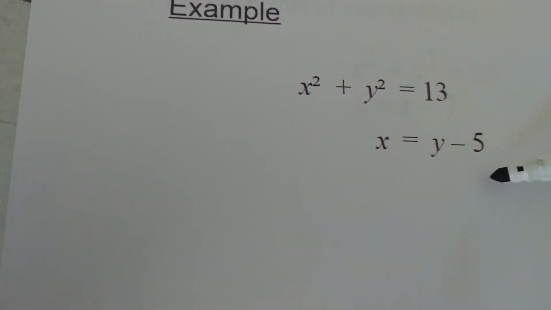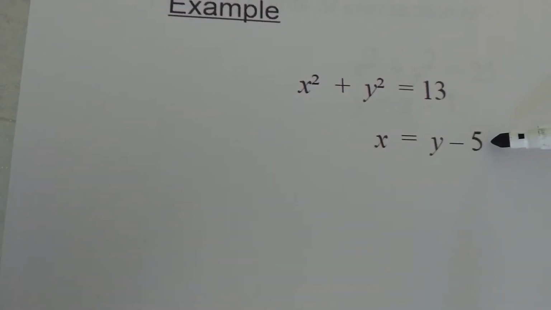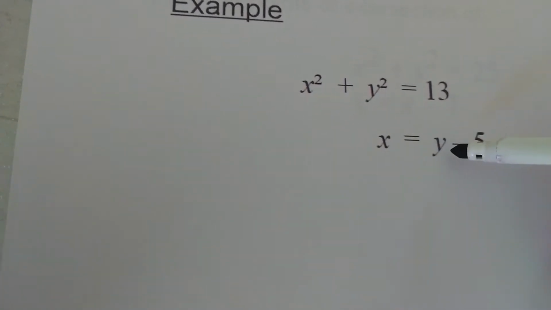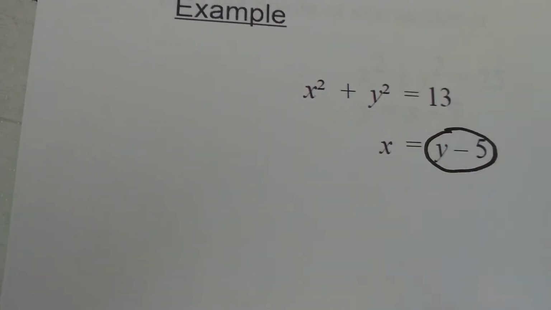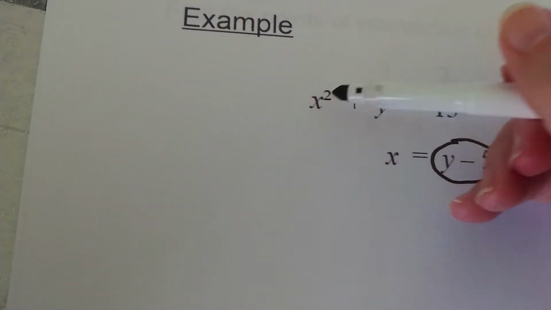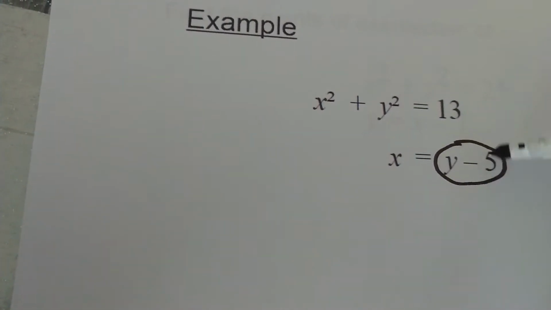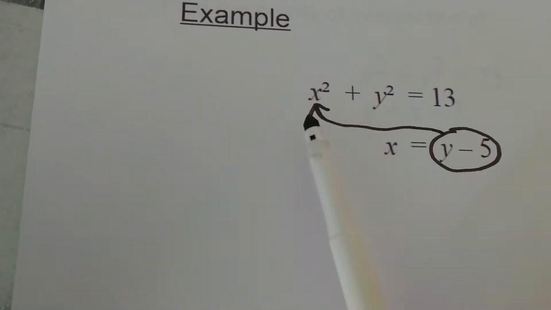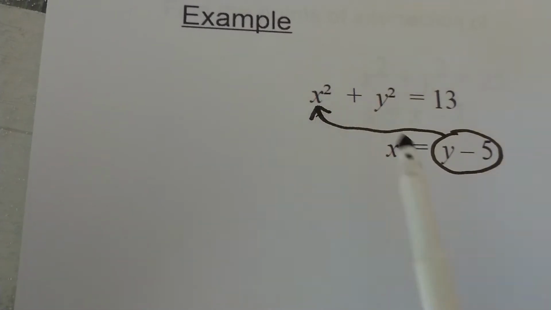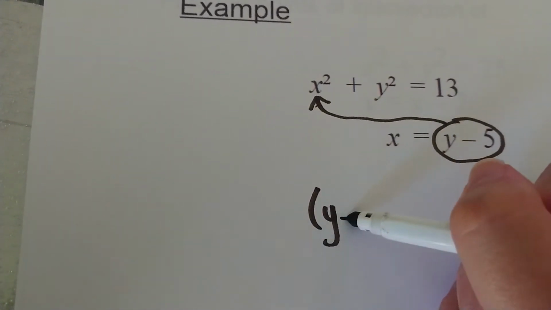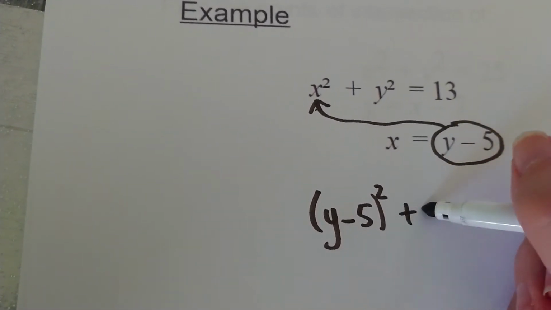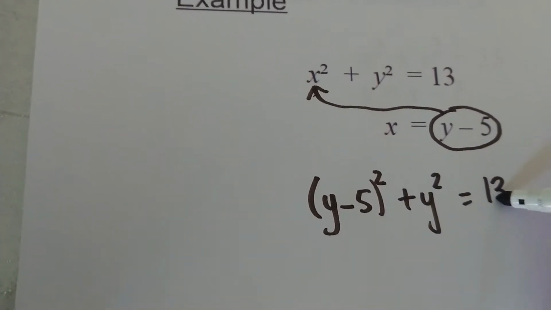Have a look at the equation of the straight line. Make sure x or y is the subject. On this one we can see x is already the subject, and we know that x equals y take away 5. So instead of the x squared here, I'm going to replace the x with y minus 5. That y minus 5 is going to go up there where the x is. So my first thing I'm going to write down, instead of x squared, is y minus 5 in brackets, squared. Then I'm going to keep the plus y squared, and that equals 13.